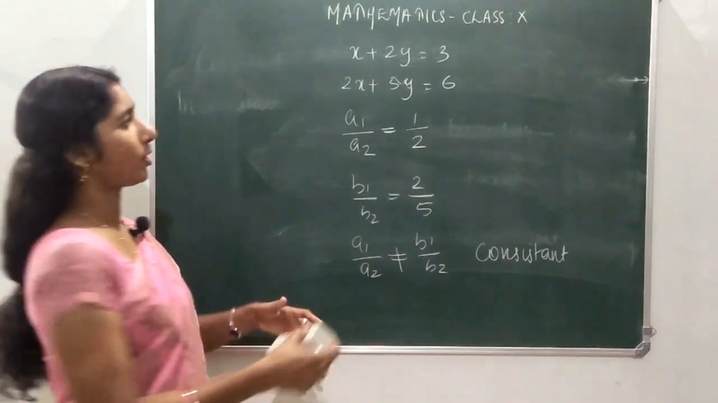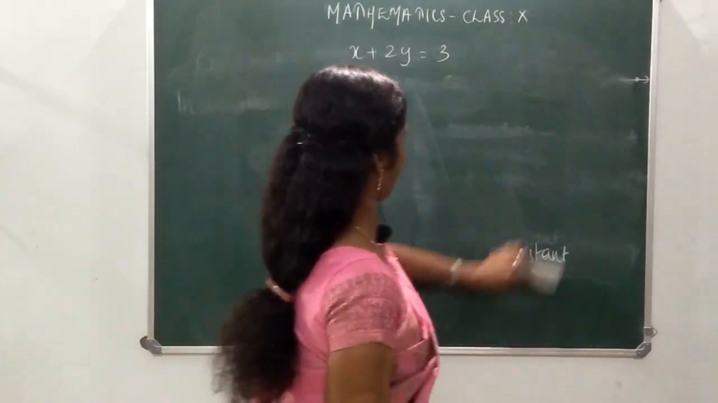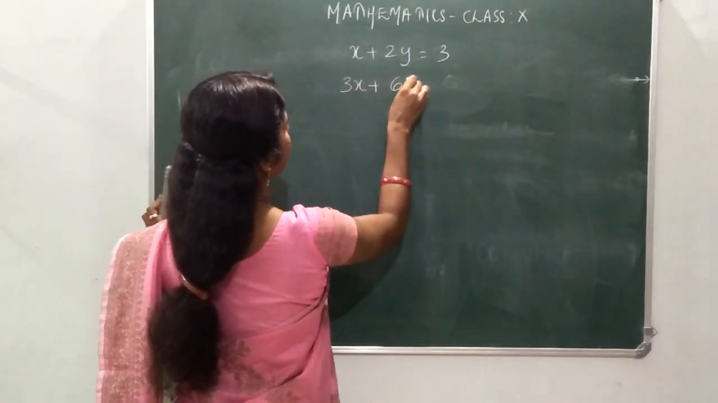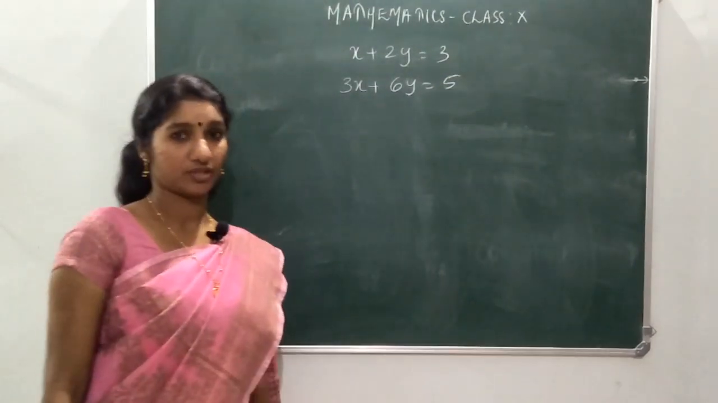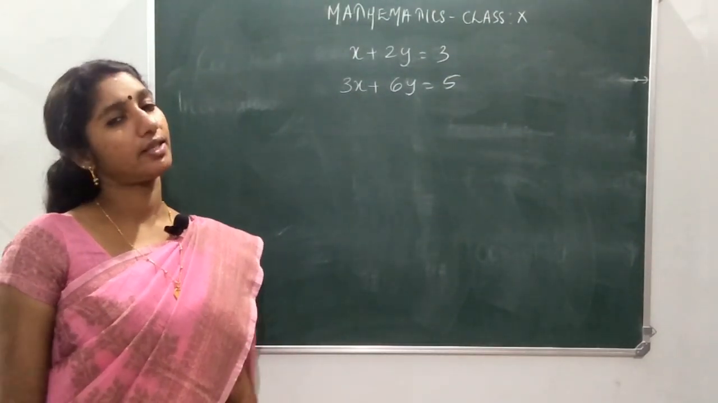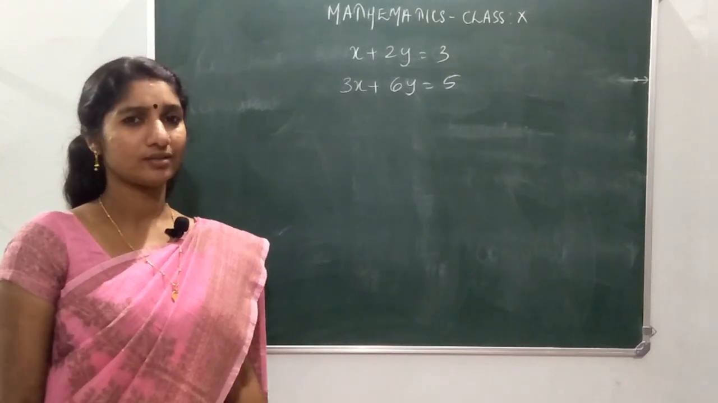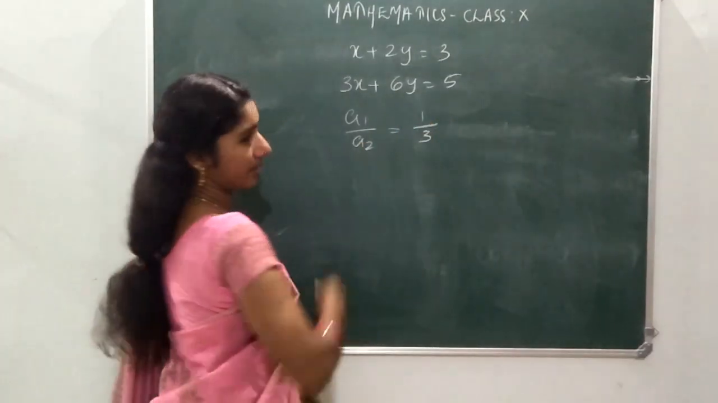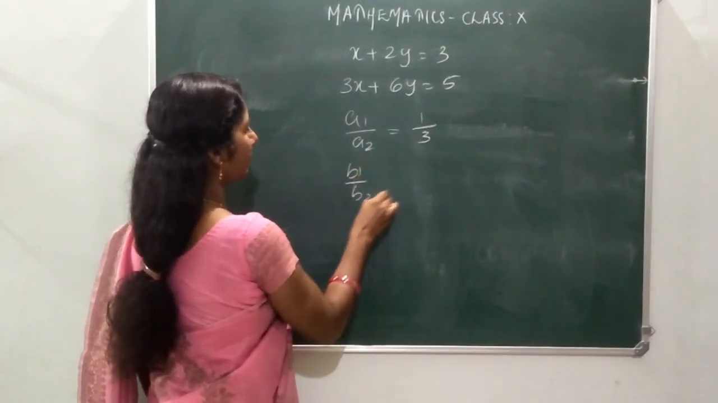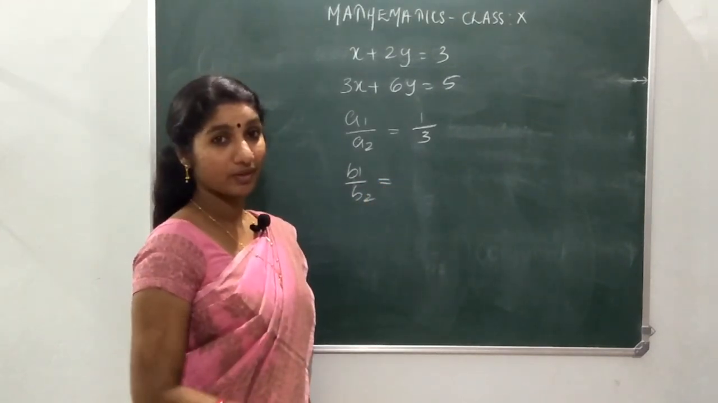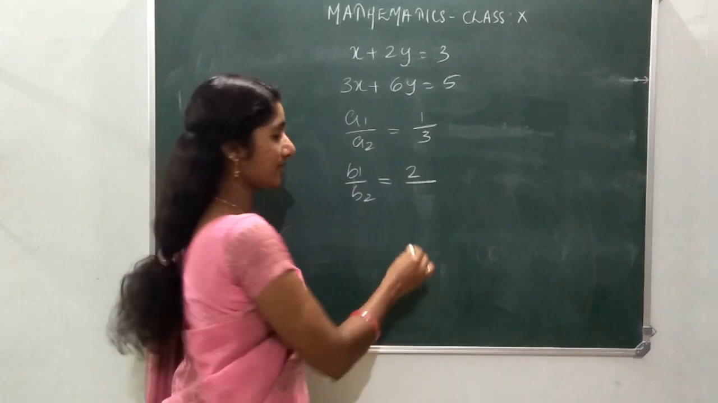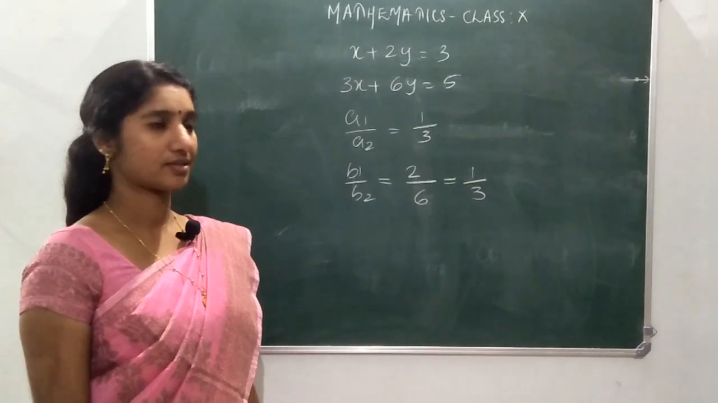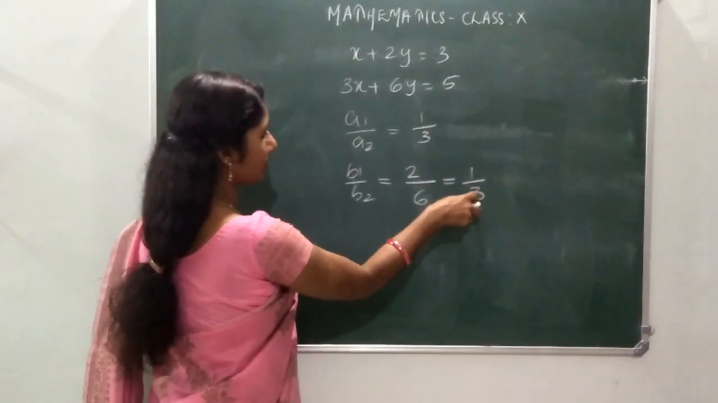Then next problem. x plus 2y is equal to 3 is one equation. 3x plus 6y is equal to 5 is another equation. We need to check whether they are consistent or not. We will find a1 by a2. We got 1 by 3. b1 by b2: b1 is 2 and b2 is 6. 2 by 6, in its shortest form, is 1 by 3; we cancelled the common factor 2. So we got a1 by a2 equal to b1 by b2.